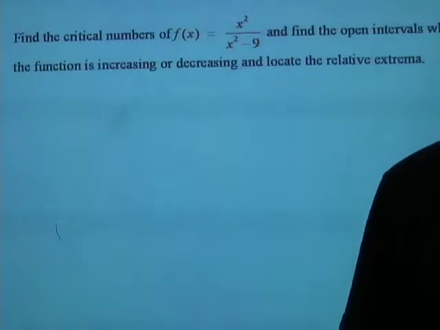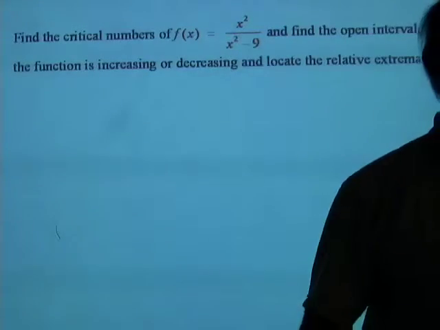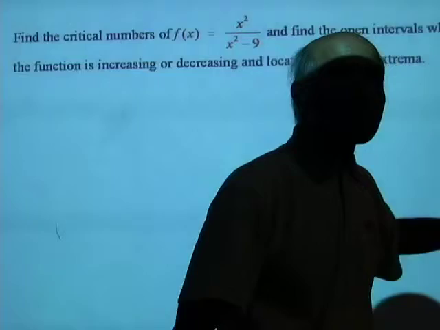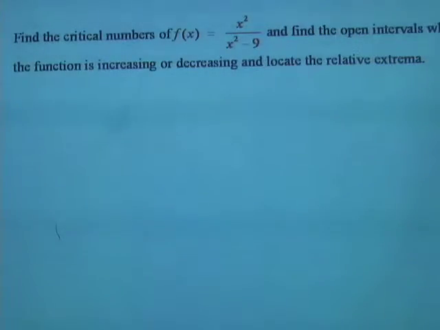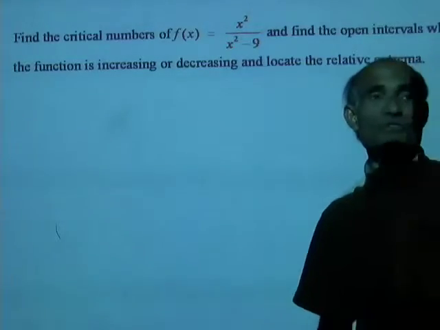Okay, let's try another problem. Bear with me for the rolling that the projector is producing. Find the critical numbers of f of x equal to x squared over x squared minus 9, find the intervals where the function is increasing or decreasing, and locate the relative extrema.